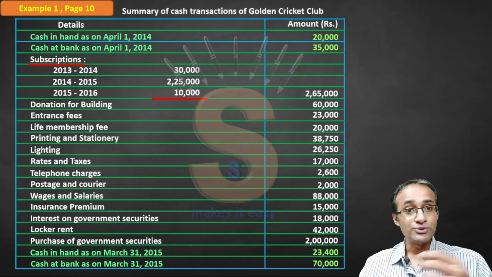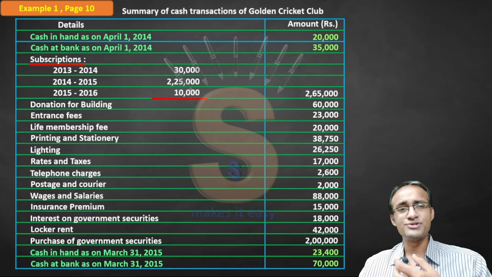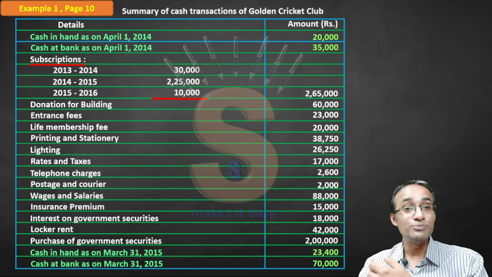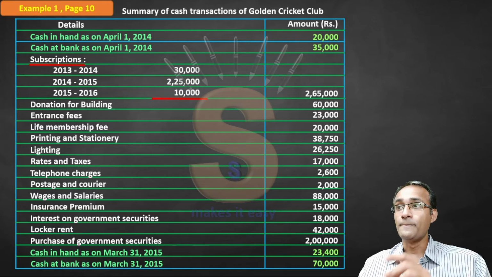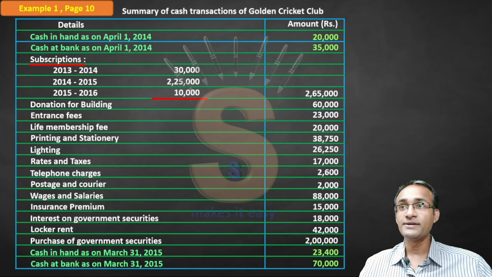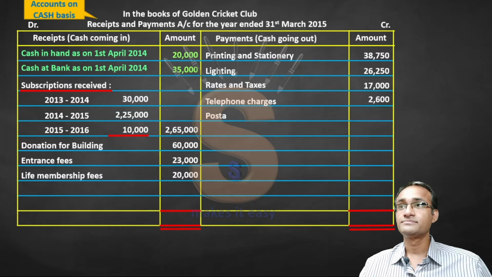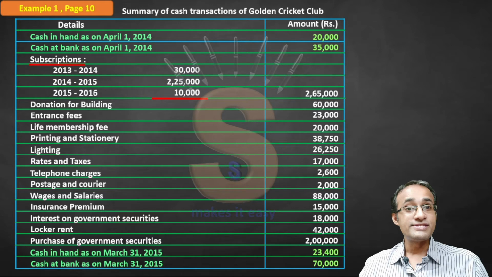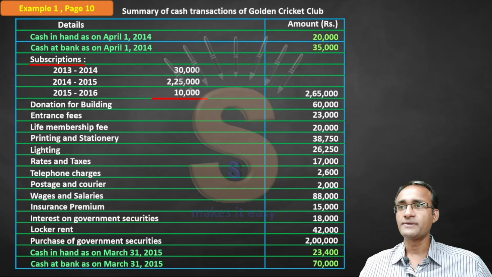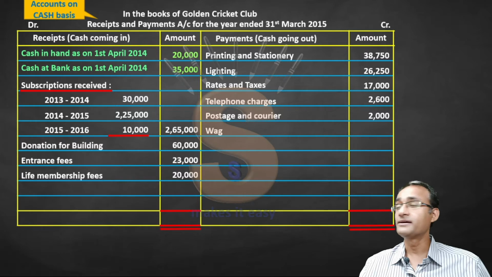Next, postage and courier. Not for profit organizations, in order to remind people to give donations so that they can continue to provide their services, do send a lot of reminders to many people. So postage का काफी खर्चा हो जाता है, पेमेंट साइड पे. Postage and courier 2000. Next, wages and salaries, खर्चा है, पेमेंट साइड पे आएगा. 88,000.